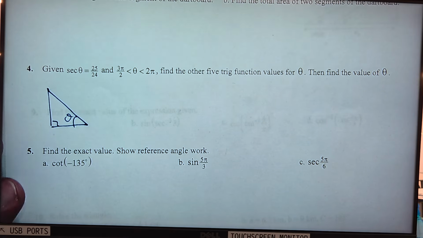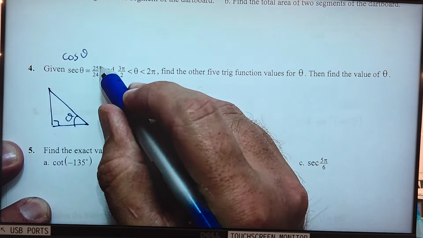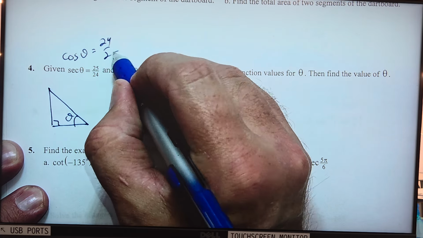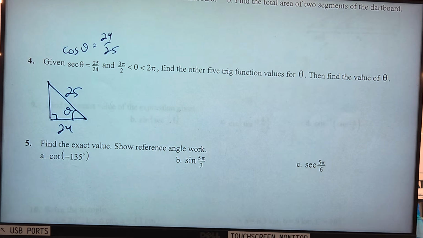And don't forget, if you don't like secant, you can immediately make it cosine. If secant theta is 25 over 24, what's cosine? 24 over 25. There we go. Now we've got 2 of the 6 total, yes? So where's 24 go? On the bottom. Where's 25 go? Hypotenuse. So what am I missing to figure out the other 5 trig functions? I'm missing this side, yes? And what do I have to do to figure that out?